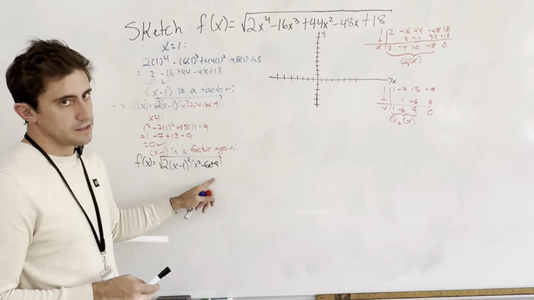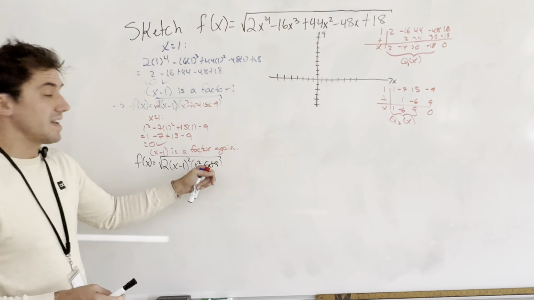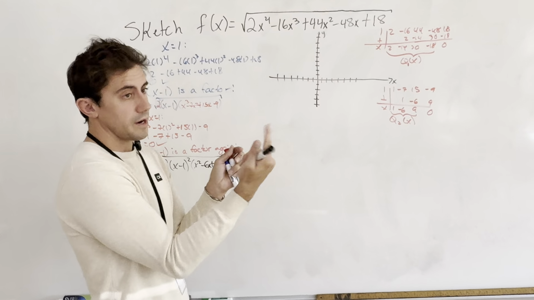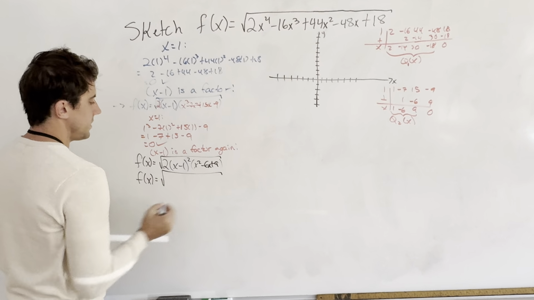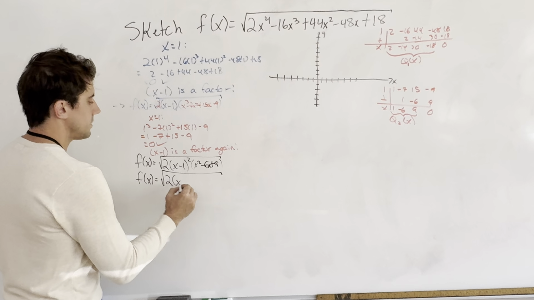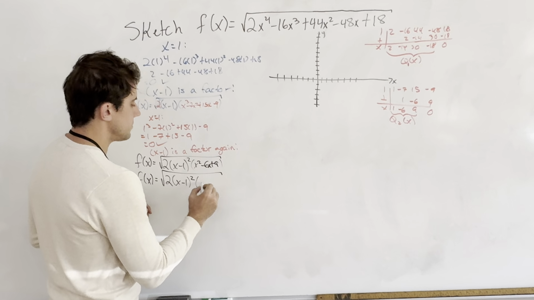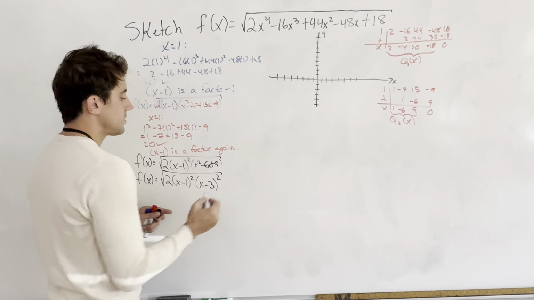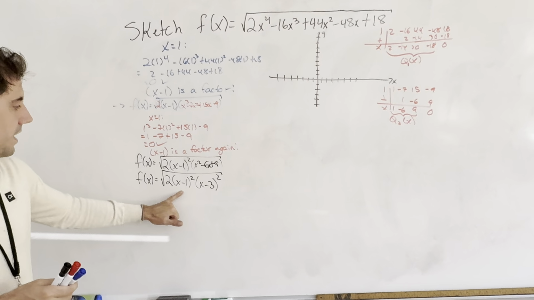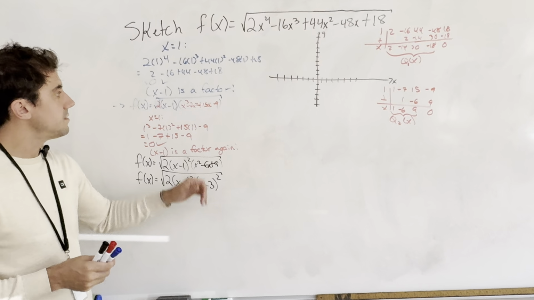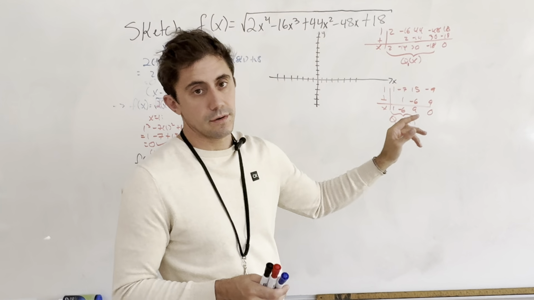This, you might notice, is a nice perfect square. This is x minus 3 as a binomial squared, meaning that f of x can therefore be written as the square root of 2 times x minus 1 squared, being a double root at positive 1, times x minus 3 squared. Now, what this means is that we have a double root at 1 and a double root at 3 in the quartic polynomial that is found underneath this square root.